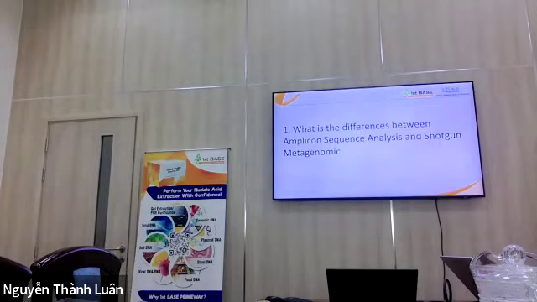Yeah, correct. So amplicon sequence analysis doesn't have function information because you only capture the DNA marker, no gene information. For shotgun sequencing, you will get the taxonomic information as well as function information.